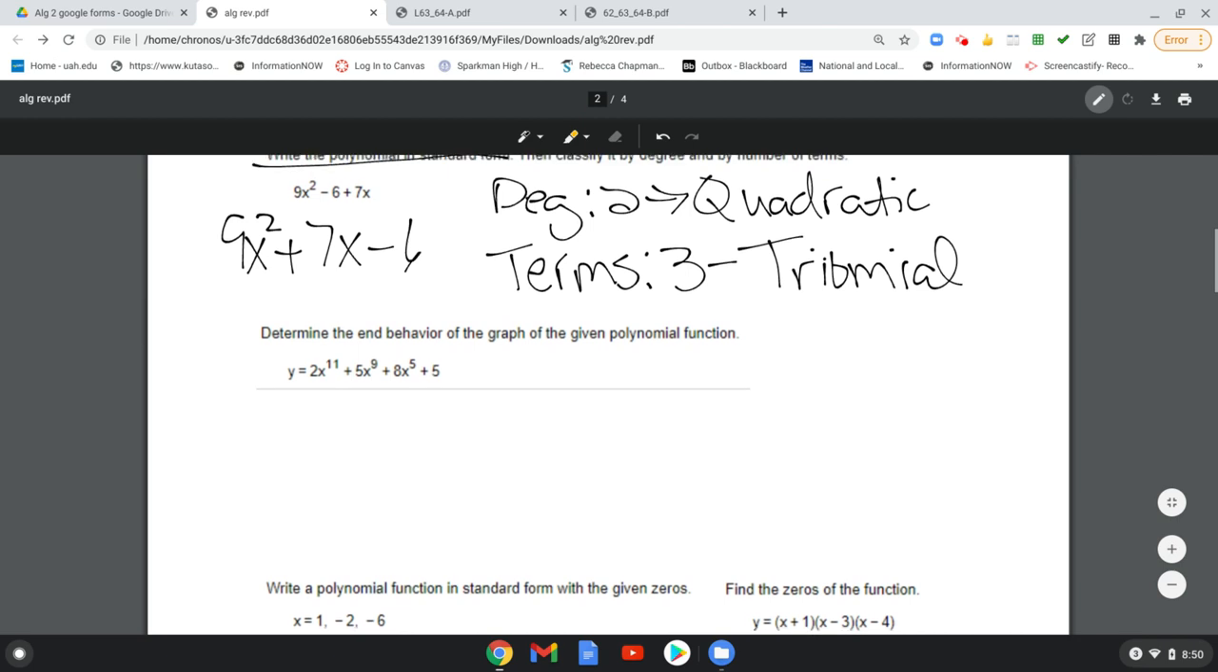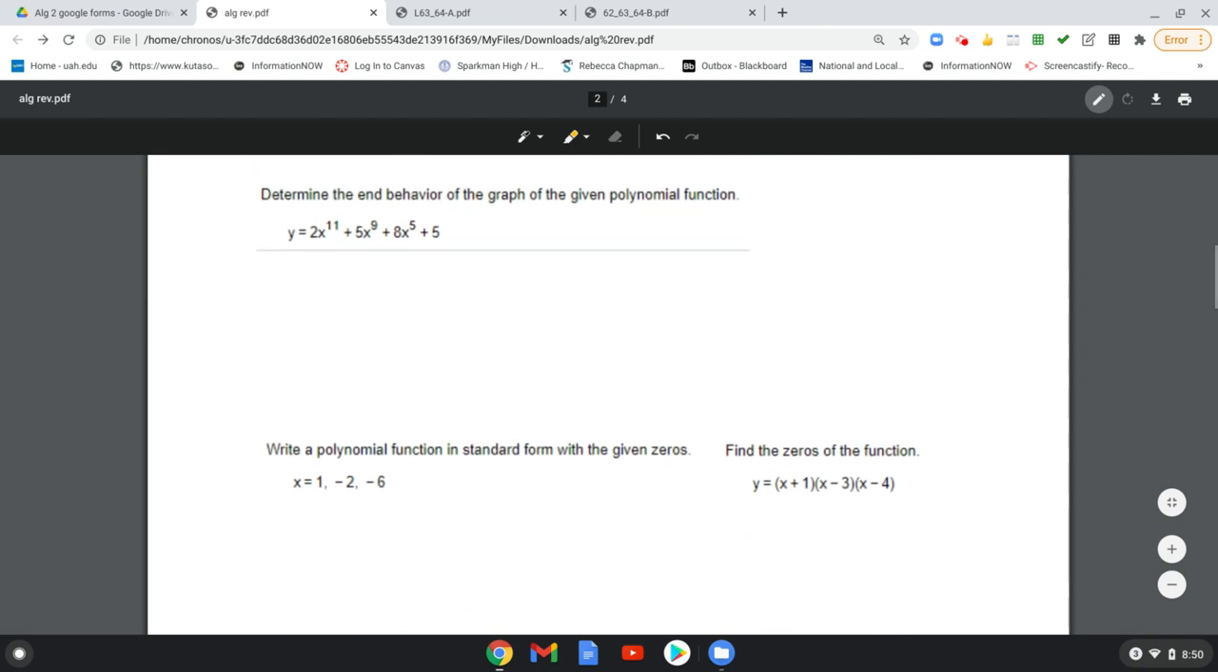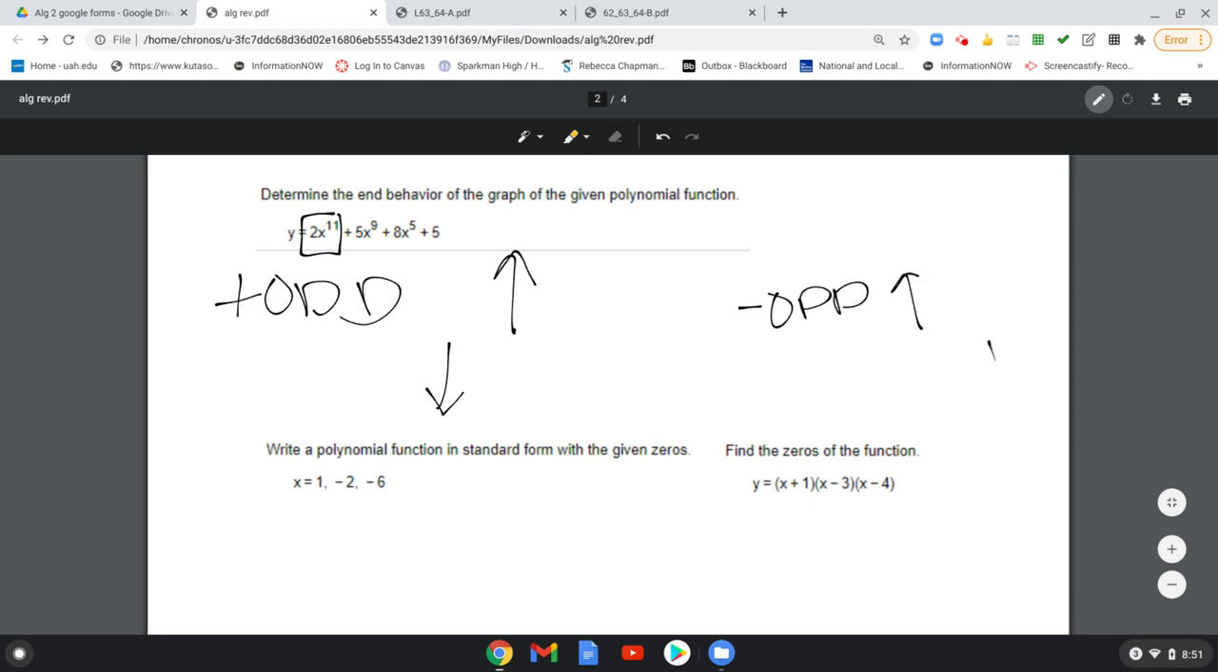All right. Determine the end behavior of a polynomial function. Well, my biggest exponent term is 11, so this is a positive odd polynomial, which means the endings go opposite directions. So the left end goes down and the right end will rise because it is positive. If it had been a negative odd, the endings would have done the opposite of what the positive odds do. Now remember, if it's positive even, they both go up.